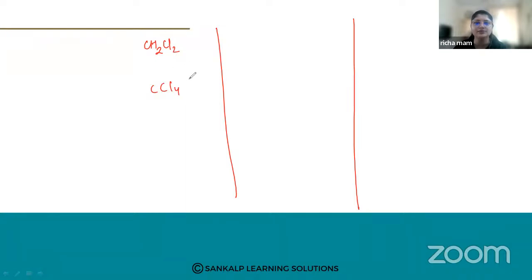What is the name? So this is methylene dichloride. Okay, the common name, and the IUPAC name is what? Yes. So two hydrogens are replaced by chloro. So it is dichloromethane. Okay. Next one, CCl4.